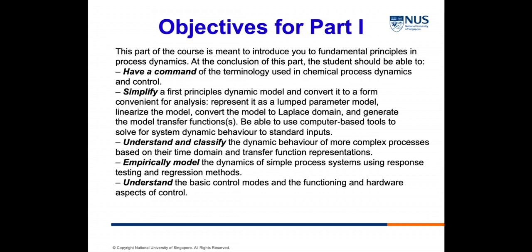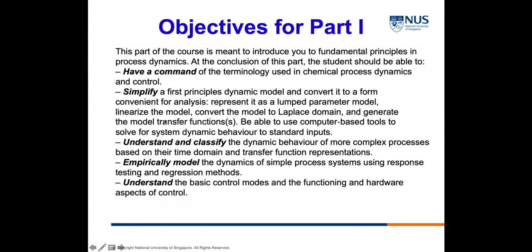Okay, now we can have a detailed look at this Part 1. I will introduce you to the fundamental principles in process dynamics. When we finish this part, we should be able to know the terminologies used in chemical process dynamics and control, and simplify a first principle dynamic model. Right? First principle means normally built based on the heat, energy, and mass balance, while considering the physical rules. And then we convert it to a form convenient for analysis, represented by a lumped parameter model. Right? This is how we model the process.